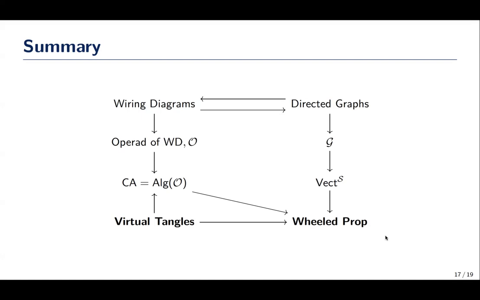So in other words, virtual tangles are wheeled props, and this arrow doesn't work backwards, because not every circuit algebra can be seen as a virtual tangle. It's just a particular presentation. The result that I presented today is a consequence of a much stronger result, which says that the category of circuit algebras and the category of wheeled props are equivalent. That means every wheeled prop will give you a circuit algebra structure, and every circuit algebra will give you a wheeled prop structure. So the arrow will work backwards diagonally, but not downwards. That's what I wanted to talk about today. The core is that every virtual tangle has a wheeled prop structure.